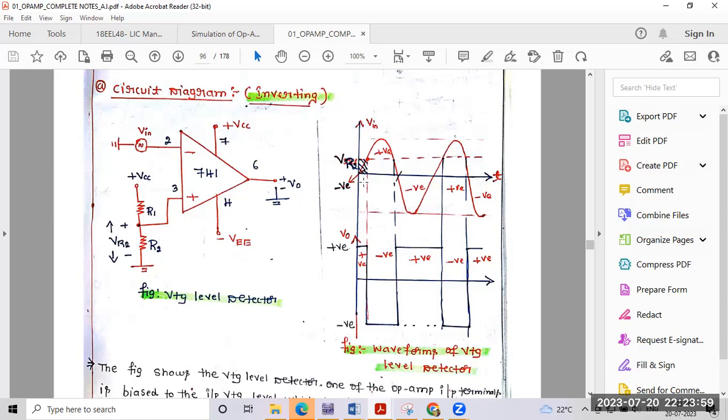Okay, because it is less than the reference voltage. Actually, it is an inverting amplifier. It should give a 180-degree phase shift, but here the condition is not satisfied. So that's why here also positive, here also positive.